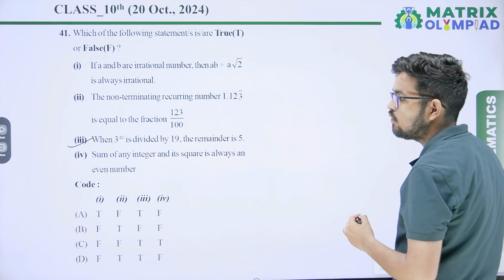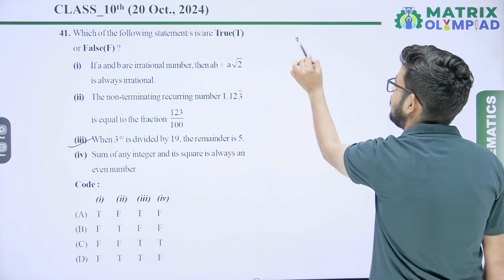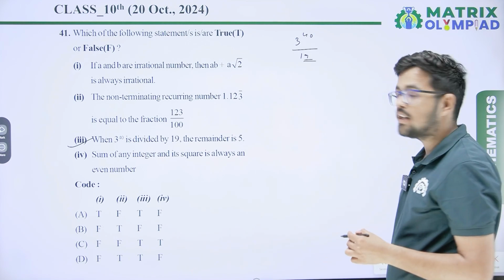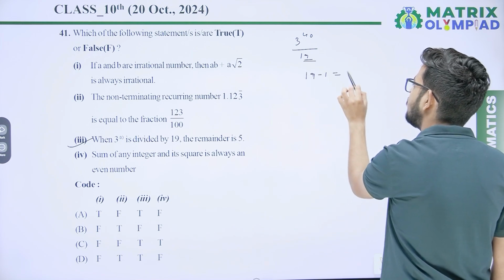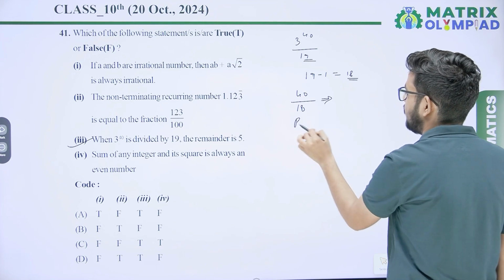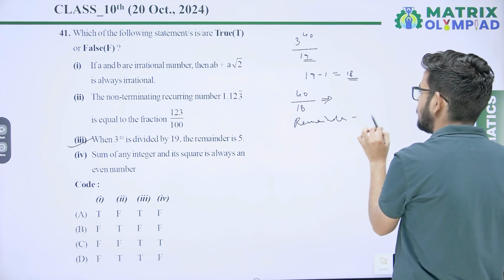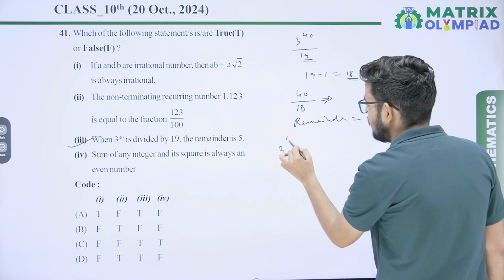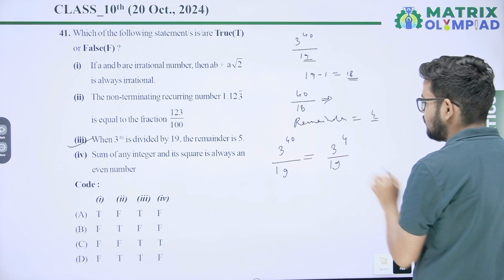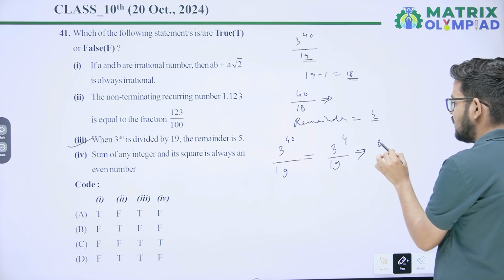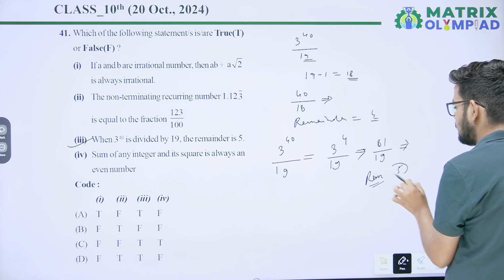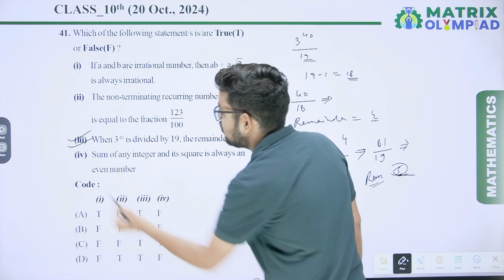Third: when 3 raised to power 40 is divided by 19, the remainder is 5. 3 raised to power 40 divided by 19. Here we will use the rule of cyclicity. First of all, 19 minus 1 equals 18. Now when we divide 40 by 18, the remainder is 4. It means the remainder of 3 raised to power 40 upon 19 will be the same as the remainder of 3 raised to power 4 upon 19. And 3 raised to power 4, that is 81, upon 19. Here the remainder is 5. It means it is true. So the third one is also true.